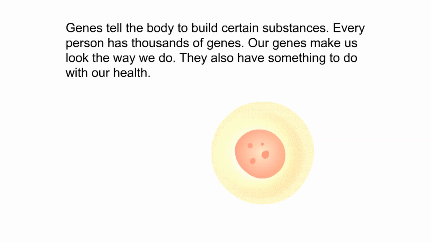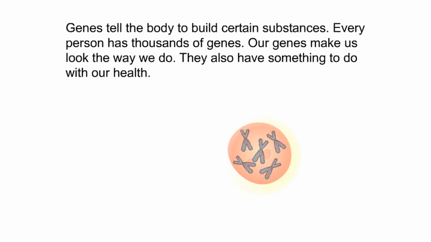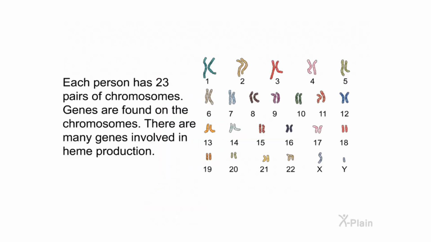Genes tell the body to build certain substances. Every person has thousands of genes. Our genes make us look the way we do. They also have something to do with our health. Each person has 23 pairs of chromosomes. Genes are found on the chromosomes. There are many genes involved in heme production.